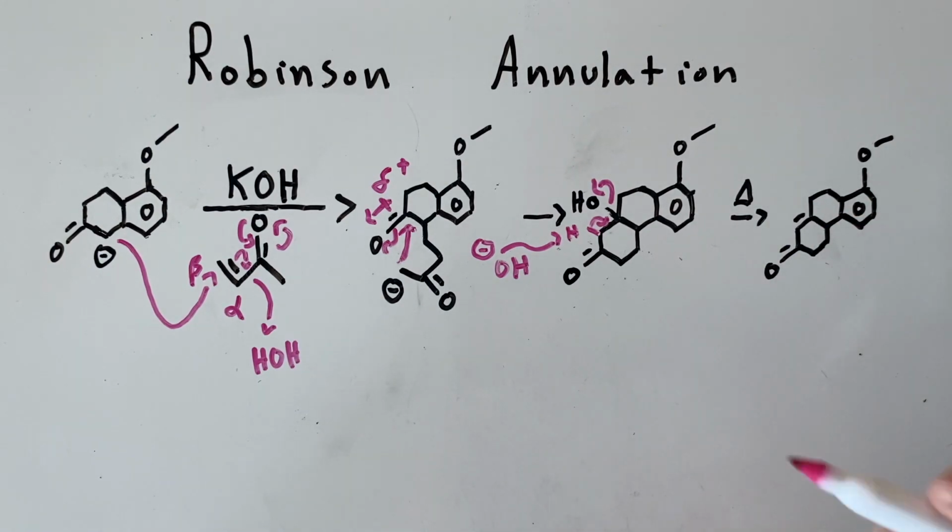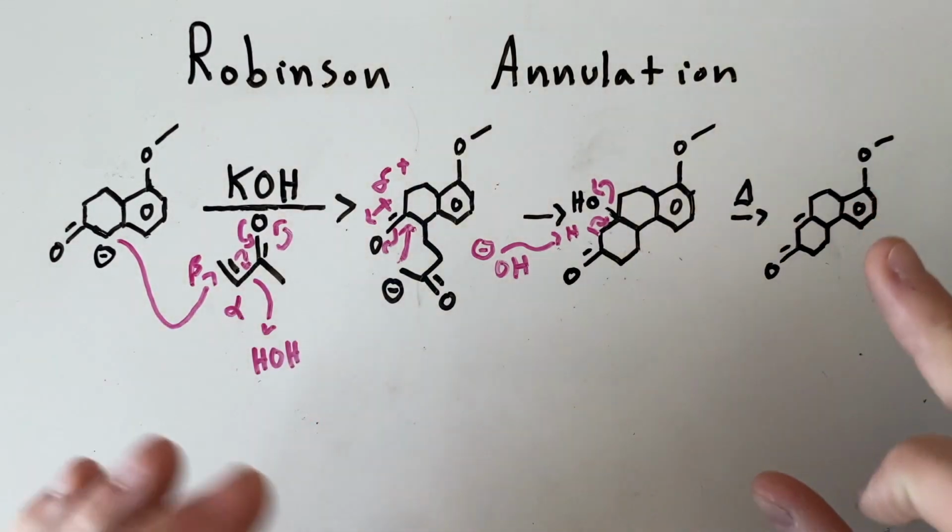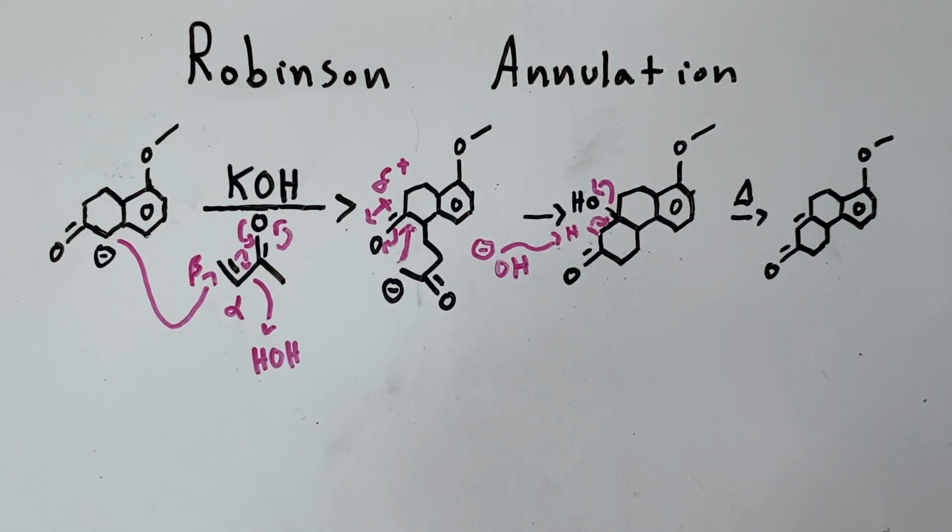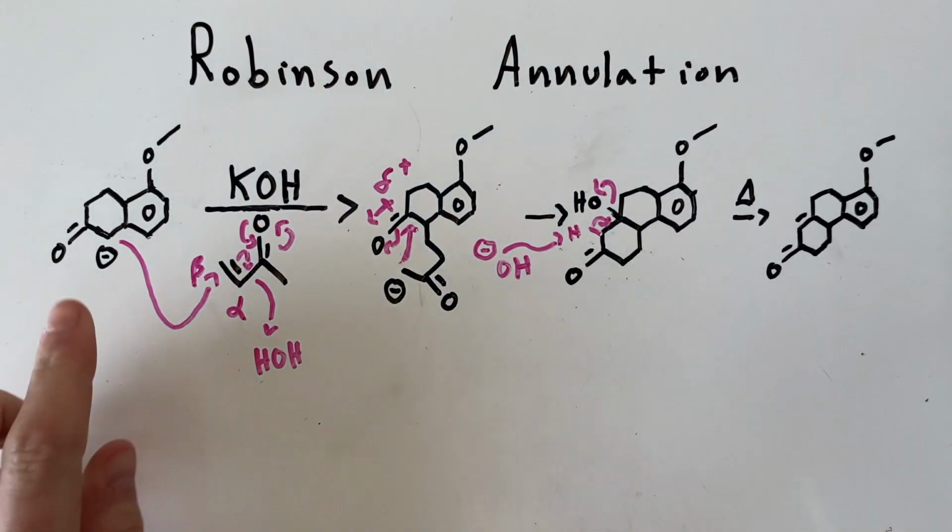So when we step back and look at the reaction, it looks pretty daunting because there's so many steps. And I could have written out a lot of intermediates here, but the thing that you need to remember is that each one of these steps happens because it's thermodynamically favorable to do so. So that's the Robinson annulation, and I hope that helped.